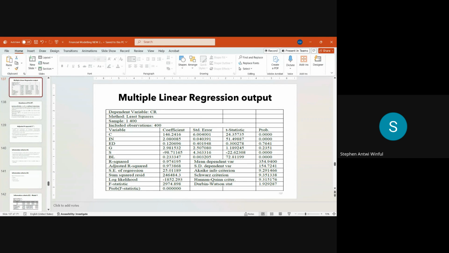The measure of the T stat is 2 or above 2. Sometimes close to 2, so you can see 1.9 something is close to 2. So 2 or above shows the variable is significant. Let's compare again. For C, we have 24.3, above 2, so significant. For IN, we have 51.4. Then for ED it is 0.30, less than 2. For G, we have 1.18, less than 2. For S, it's 22 in total value, which is more than 2. Then for BL, it's 2.8, also more than 2. So on the T stats, C, IN, S, and BL appear significant.